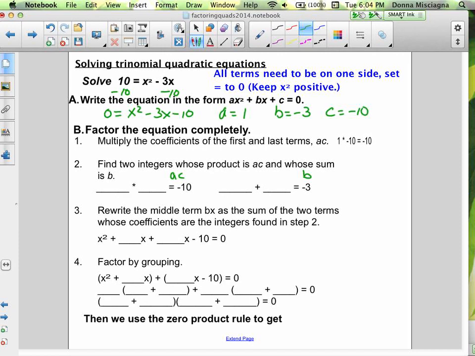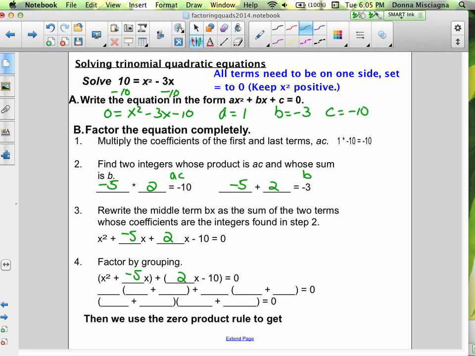Since it adds to be a negative 3, it's going to be negative 5 and positive 2. Those multiply to give you negative 10. Negative 5 and positive 2 add to give you negative 3. So now we're going to replace that middle term, that bx, as the sum of the two terms whose coefficients are the integers you've just found. That means we're going to replace the negative 3x with a negative 5x and a positive 2x. The ordering of those two doesn't matter, but whoever's first and second are going to be a group, and whoever's third and fourth are going to be a group. And then we'll apply the greatest common factor.